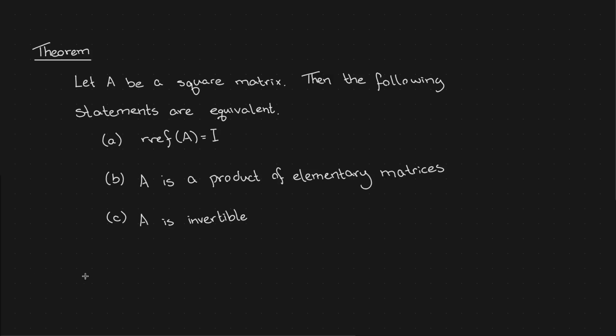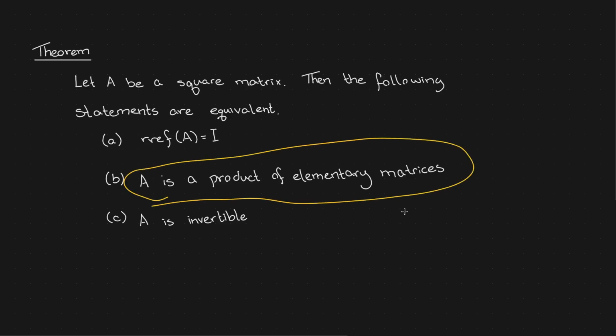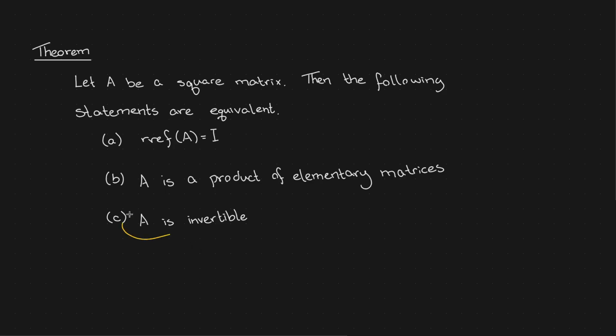This is the main result for this section. Let A be a square matrix, then the following statements are equivalent. The reduced row echelon form of A is equal to the identity matrix. A is a product of elementary matrices, and A is invertible.